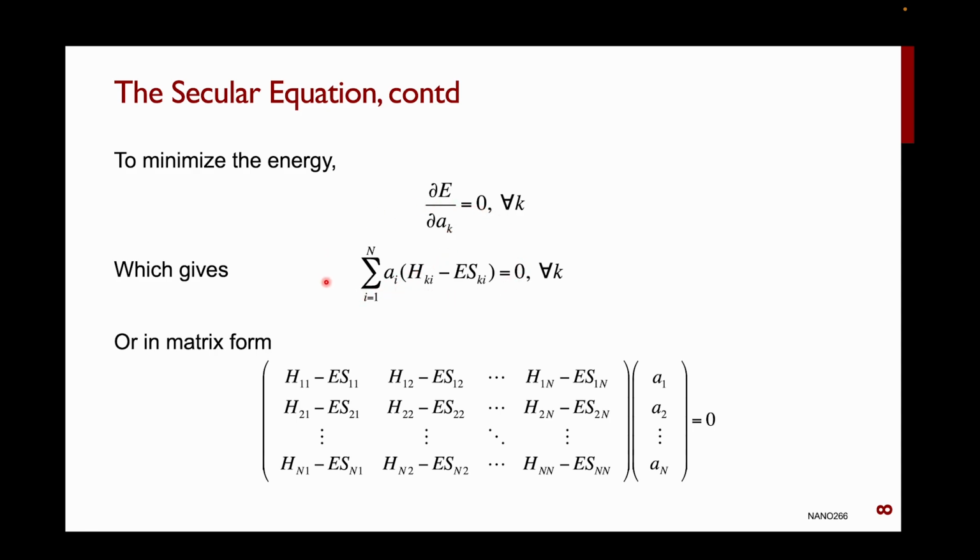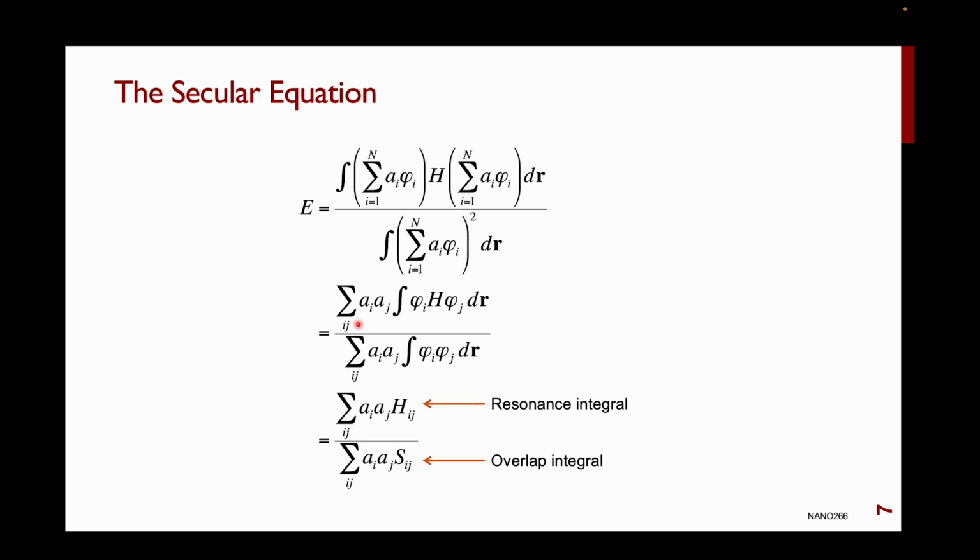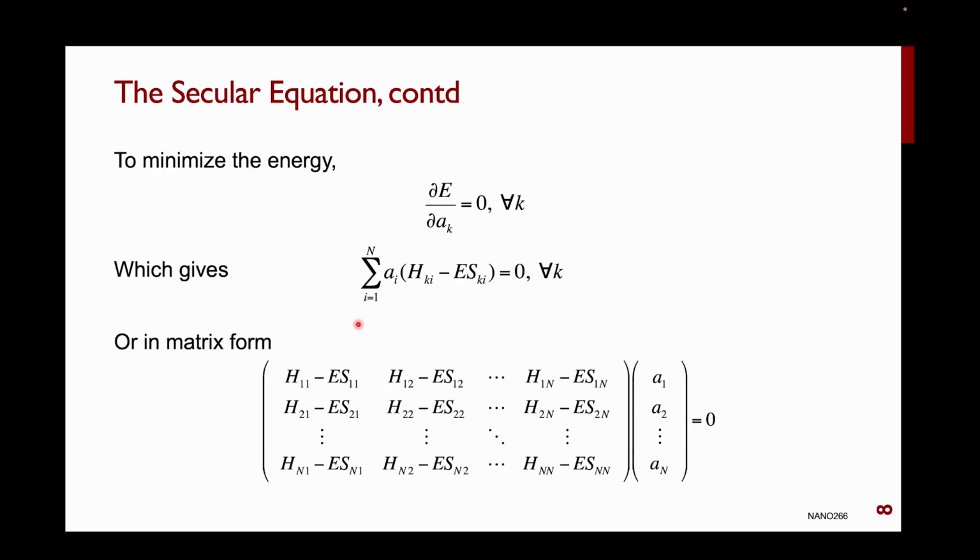And what you get is basically this equation over here, summing over i equals 1 to n, where n is your total number of basis functions, ai times H of ki minus E times the overlap integral S of ki equals 0. You can actually verify this for yourself by doing the differentiation. Don't worry too much about it. If you recall, we need to do this for every single k, for every single basis function.